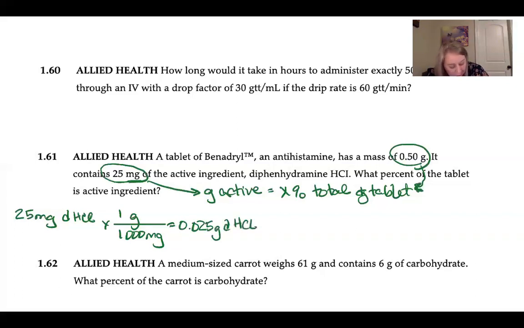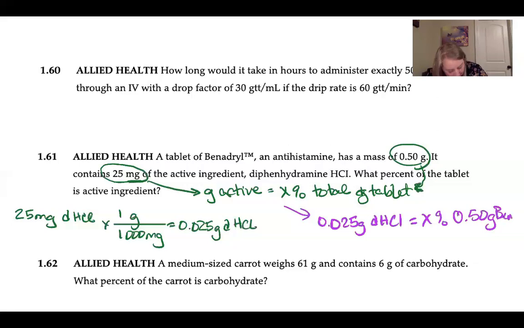So now I can plug into this formula, in a different color. I'm going to plug into this formula my grams of my active ingredient, 0.025 grams of my active ingredient is equal to some percent of the tablet. And so the tablet is 0.50 grams. That's my total grams of the, I want to say aspirin, Benadryl. I'm running out of room there, but that should be Benadryl, right?